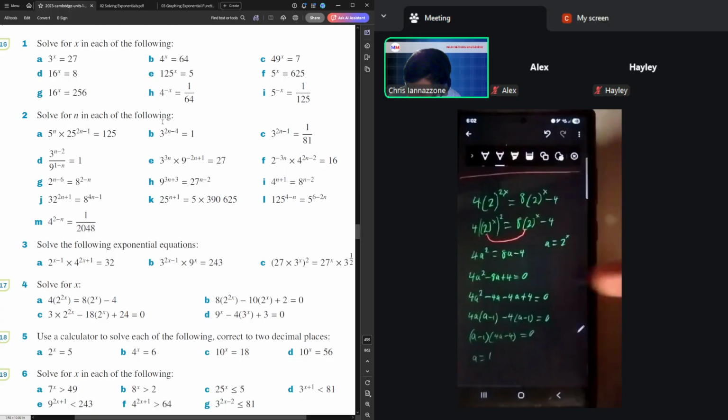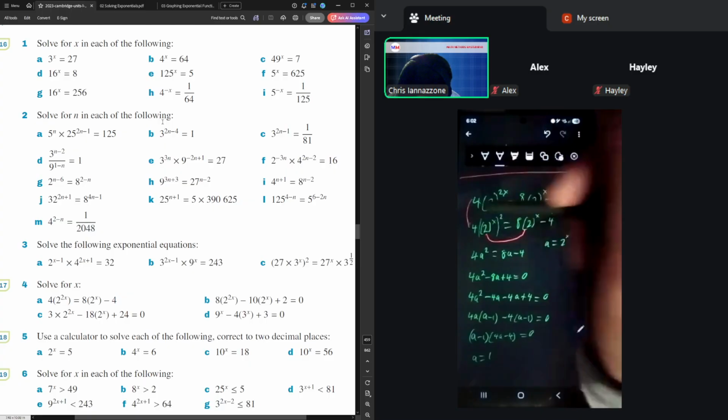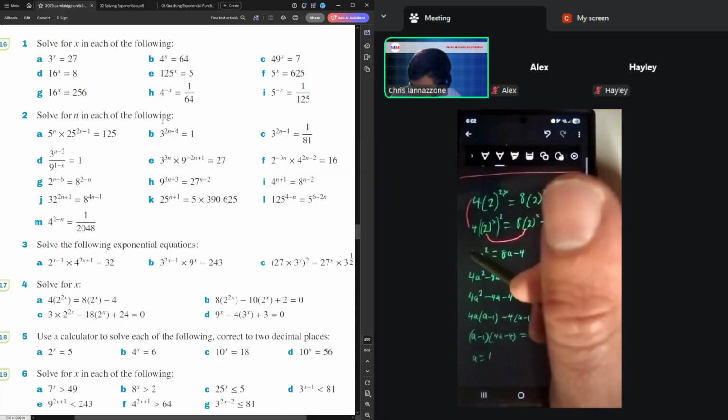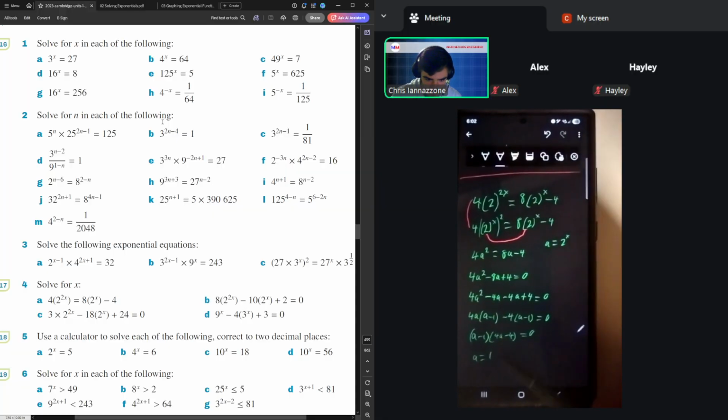If we review where we started, we have x's all the way up until this point, and suddenly we have a's from here. x equals 0, let me think. 1 equals 2 to the x, x equals... yeah, that'll be what it ends up being.